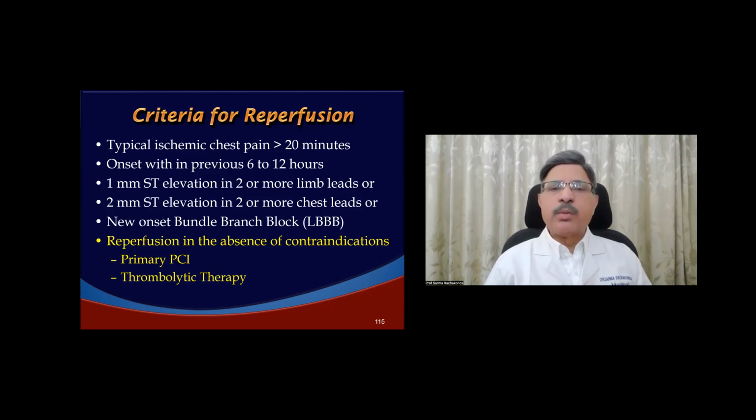What are the people whom I reperfuse? Chest pain more than 20 minutes, onset within 6 hours preferably, not more than 12 hours. ST elevation in 2 or more contiguous limb leads of 1 millimeter, or 2 millimeter ST elevation in 2 or more chest leads. New onset bundle branch block. These are the criteria for reperfusion.